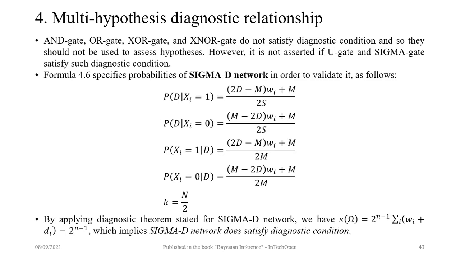NAND, or NOR, XOR, and not XOR do not satisfy the diagnostic condition, and so they should not be used to accept the hypothesis. However, it is not accepted if U and sigma satisfy the diagnostic condition. Equation 4.6 specifies the probability of the sigma D network in order to validate it as follows.